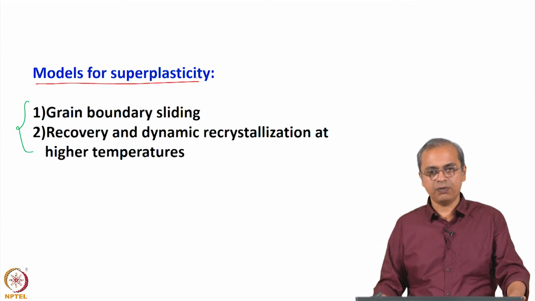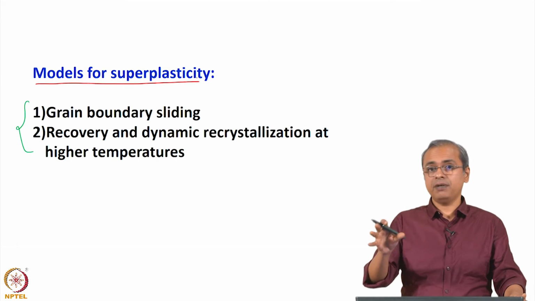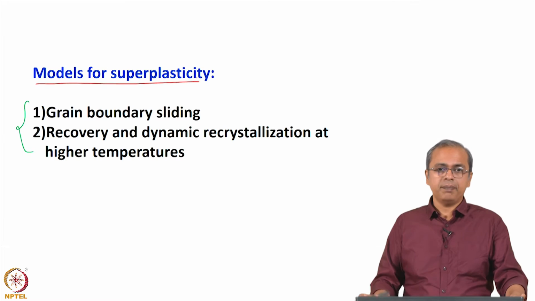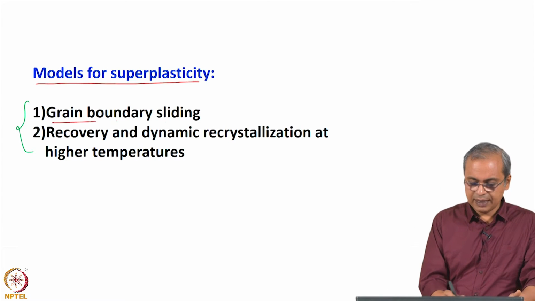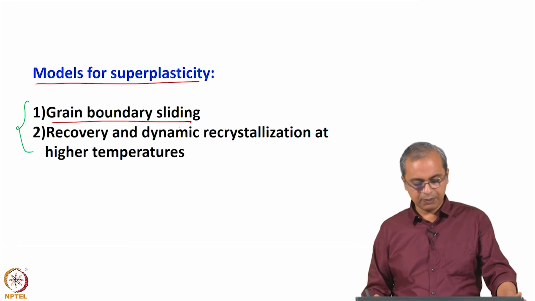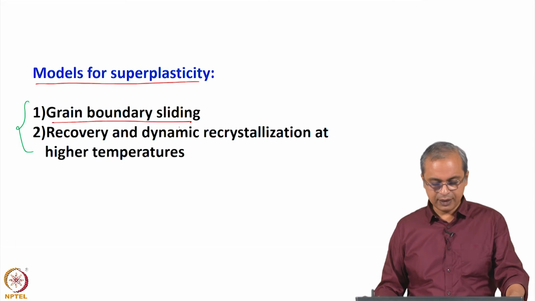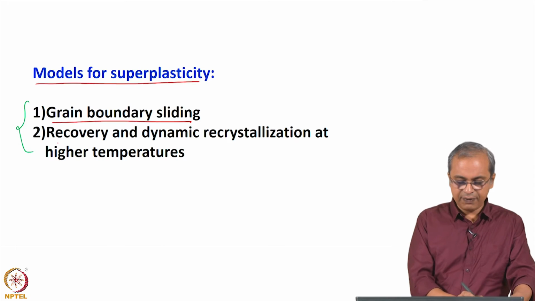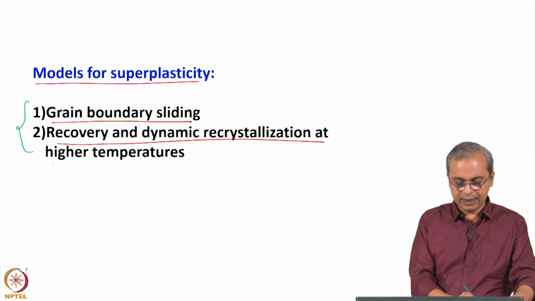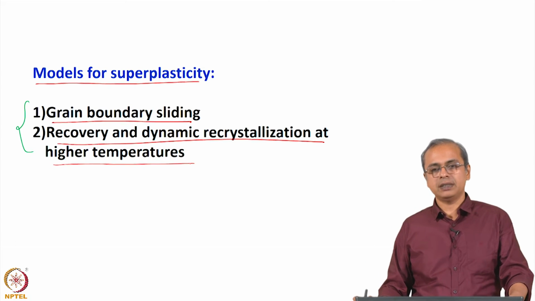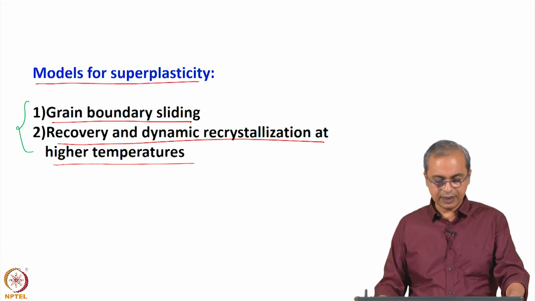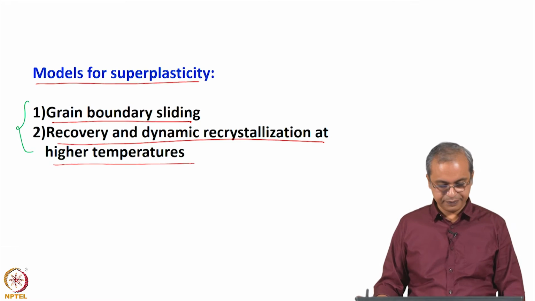You can always think of different models, and it may even be that in different samples you see different models. But importantly, you tend to see these two models. One is called grain boundary sliding, which is, I would say, the most significant model that we need to consider, and there is also this idea of recovery and dynamic recrystallization at higher temperatures. So we will briefly look at both these models and see what exactly we are looking at.